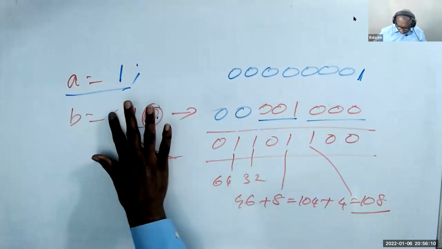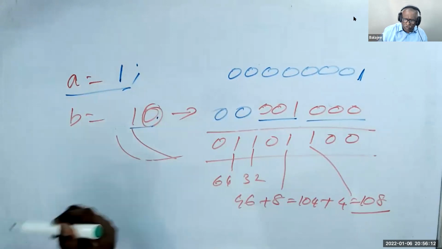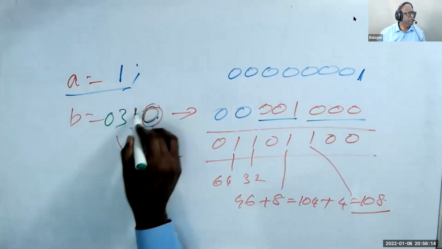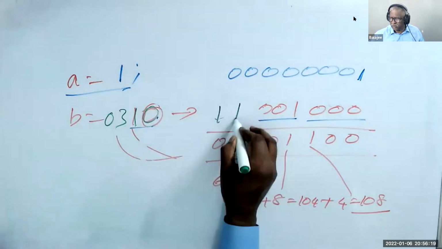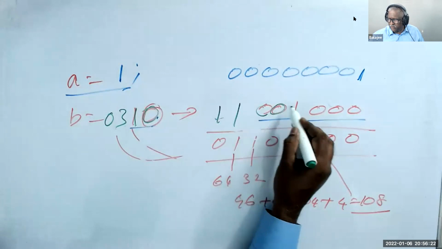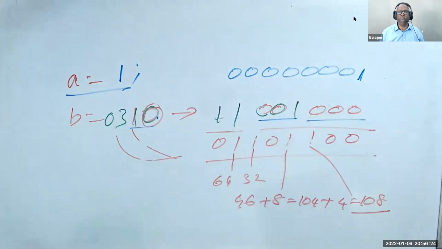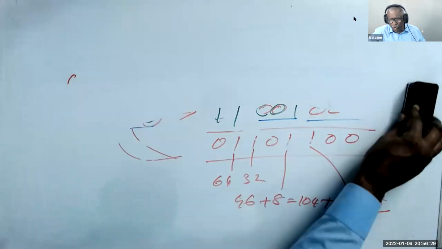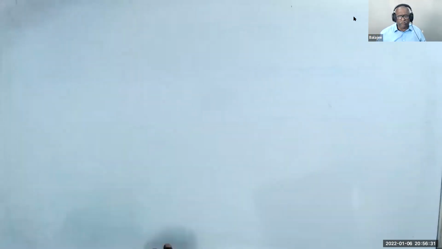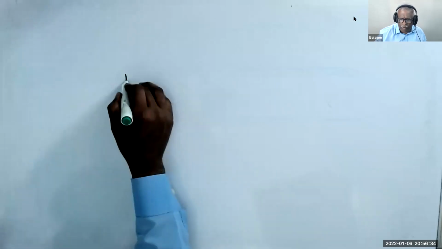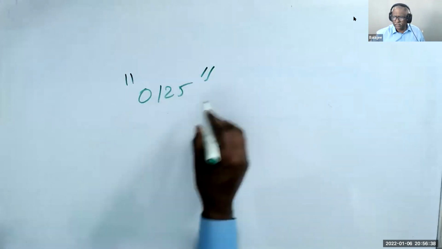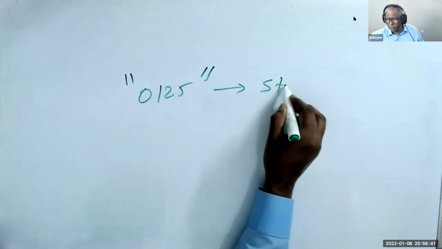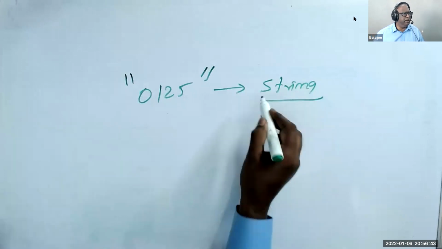But if we put here 0, 3, 1, 0, then 3 becomes 1, 1, 1 becomes 0, 1, then 0, 0. Understand? So this is all about assignment. We will discuss this later. If I write in double quotes 1, 2, 5, then this is called a string. That comes under a later part.